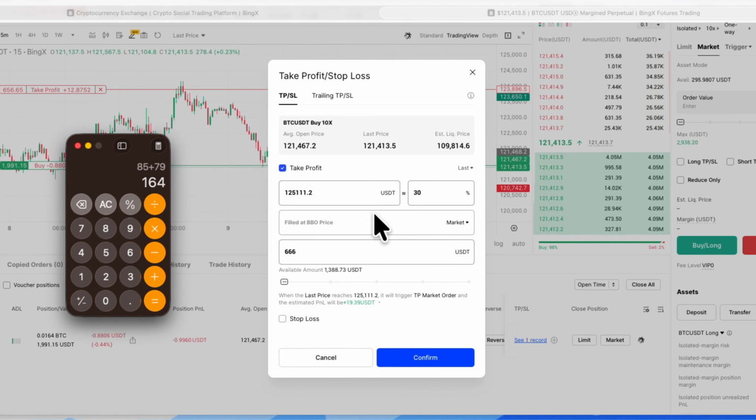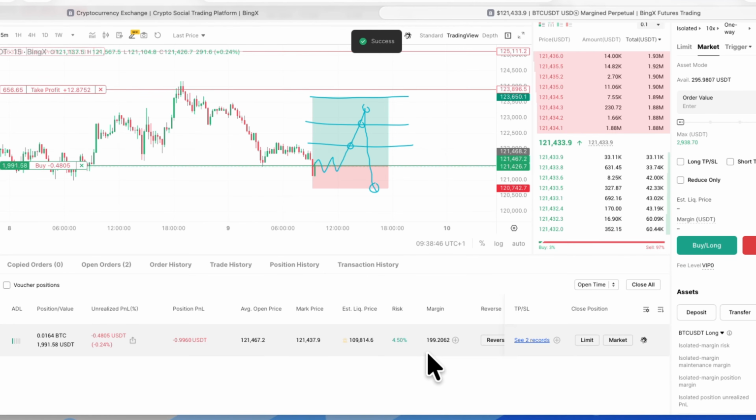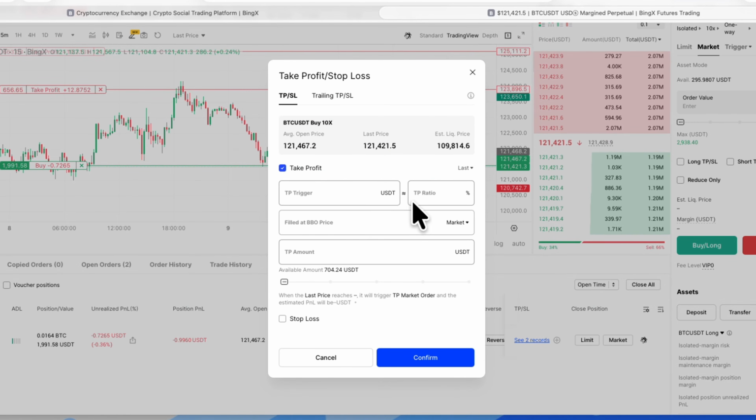Now let's go on. So after you've set this, just click on confirm. So now you set 2 take profit levels. Now for the third one, just come again to this plus, click on that plus button, and then you come here and put again 666. But instead of just putting 666, ensure you check out this available amount. You can say available amount is 704 USDT. Now for the last one, instead of just putting 666 or anything, because it is not 666 we have left, we have 704 left.